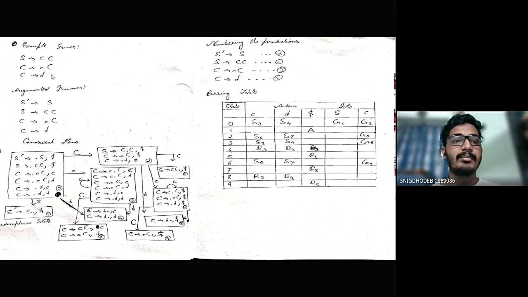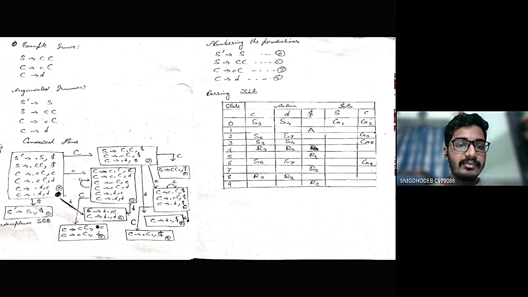Taking an example grammar here, which is S to CC, then C to cC, and C to d. This would be our example grammar. Now the first step would be augmenting that grammar, where in the first line we have augmented by writing this extra step, where S' goes to S, and the rest of the rules are the same. Now once again we'll be producing the canonical items and drawing this whole diagram.